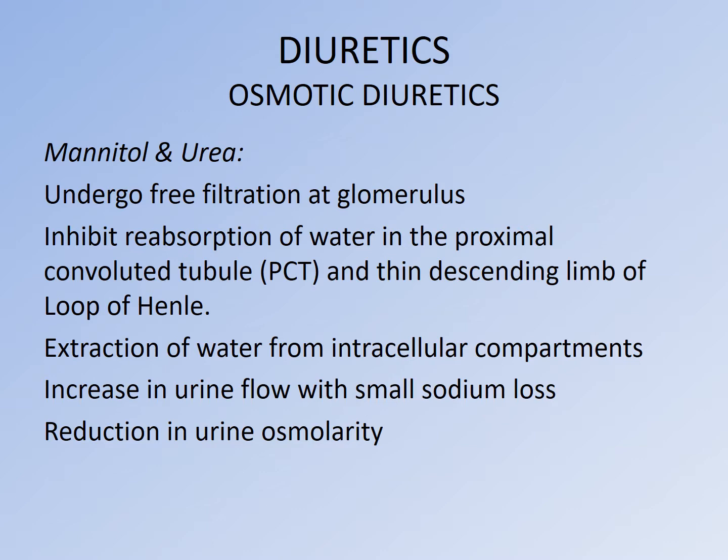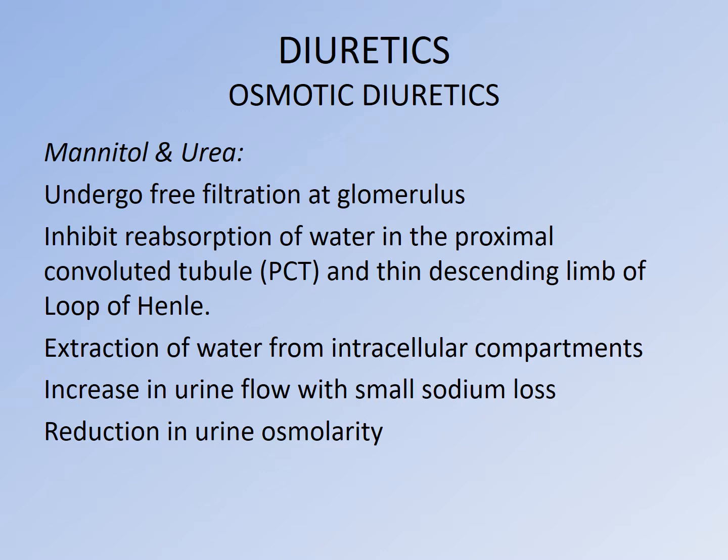Now, the osmotic diuretics, which constitute mannitol and urea, are usually very freely filtered at the glomerulus and will undergo minimal reabsorption by the renal tubules. They are about the only ones that will inhibit the reabsorption of water in the proximal convoluted tubule and basically increase the excretion of water relative to sodium. They are also able to inhibit water reabsorption in the thin descending limb of the loop of Henle and the collecting duct. So as a result, they will excrete water relative to sodium.